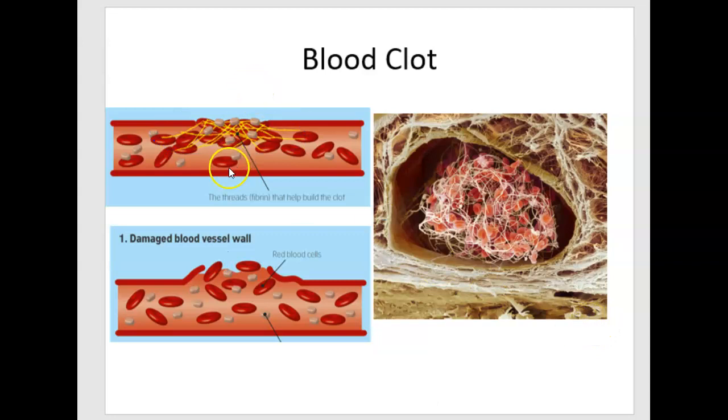The thread is fibrinogen, and I wanted to show you a real picture. This is a scanning electron microscopy image. Ugh, I can't talk. And it's a very small vessel. And all the red blood cells are stuck to the fibrinogen threads. There's also white blood cells and platelets in there too. So that's what a blood clot looks like, up close and personal.